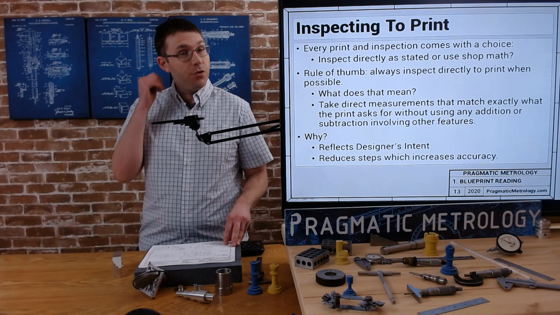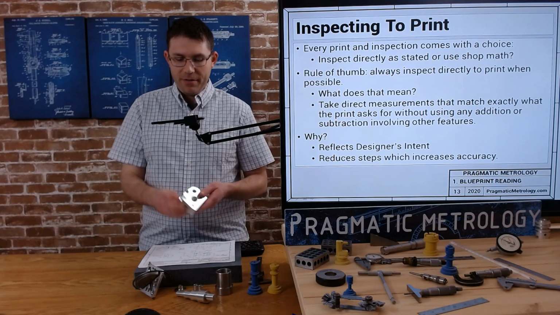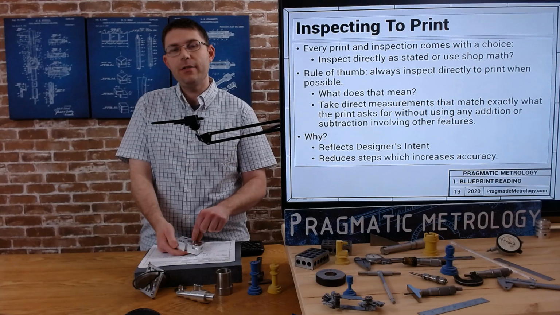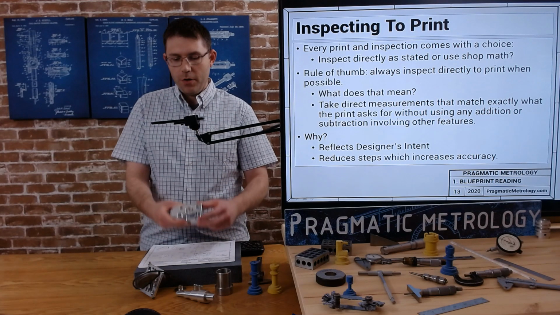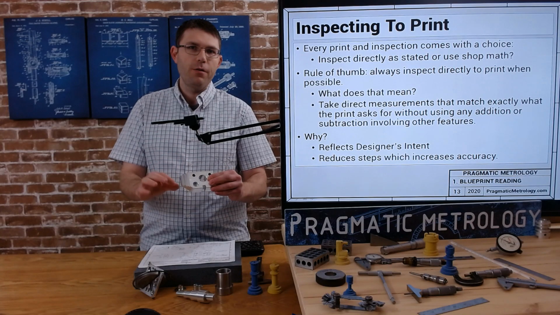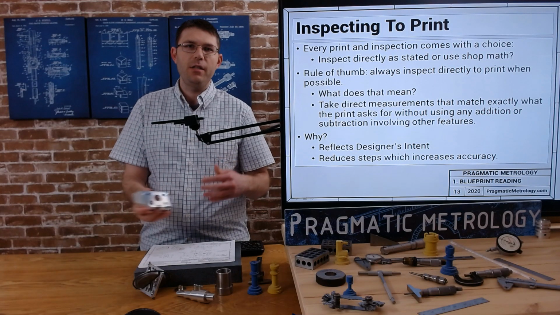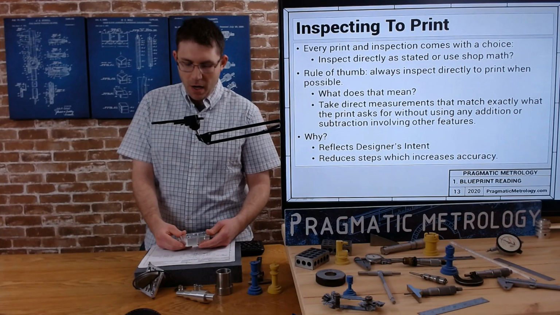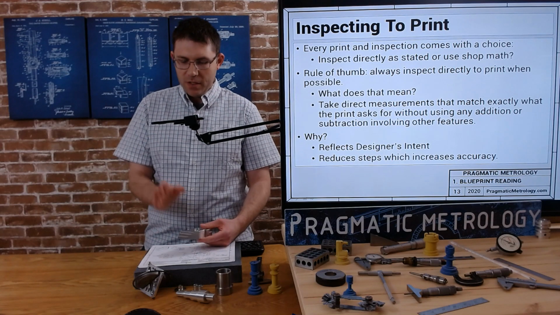When you have to use shop math, you usually have to measure a few features, like a diameter to get a radius, or an overall thickness to get a step depth. You're doing some subtraction with other features and you're adding some complexity because of the error that stacks up. So as much as possible, inspect it to print.